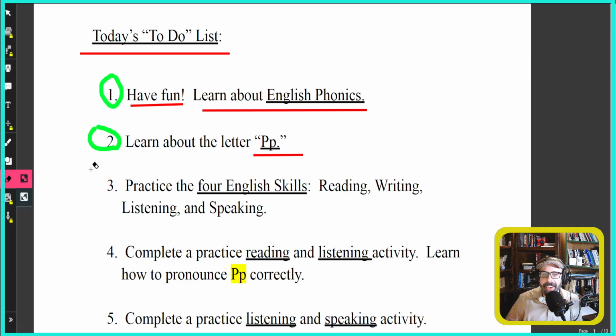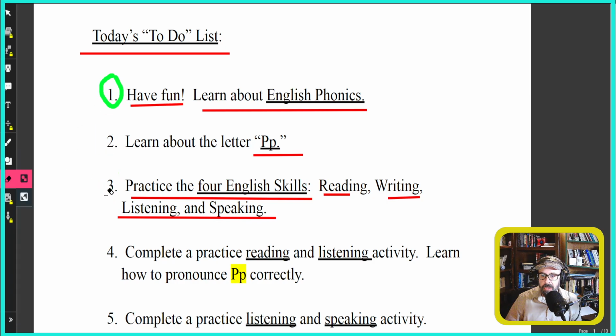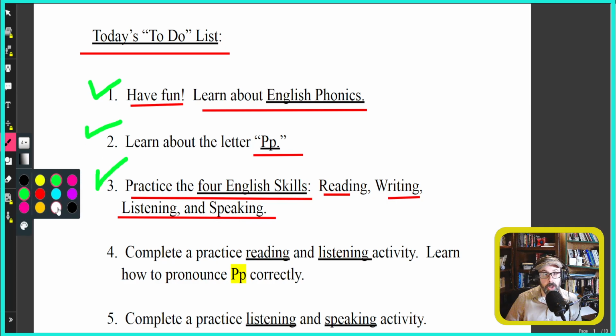All right, number 3 is practicing 4 English skills. Okay, so we want to practice some English skills. We have reading, we have writing, listening, and speaking. Okay, so we'll practice these in every lesson. Okay, so we know that these things will happen in this lesson, 1, 2, and 3, okay?